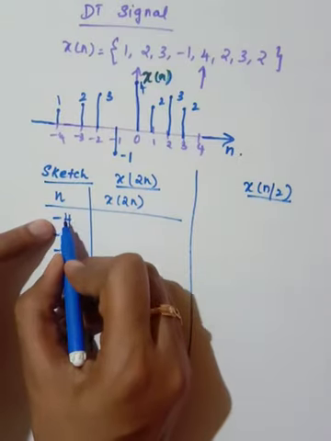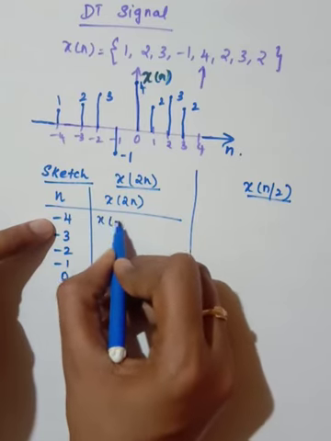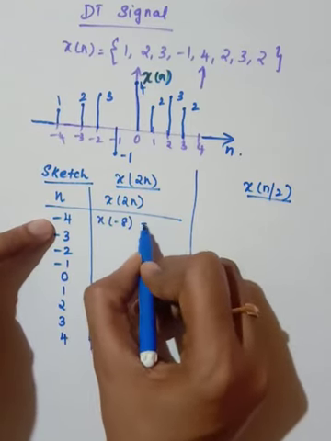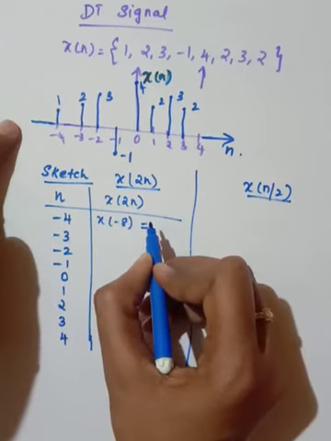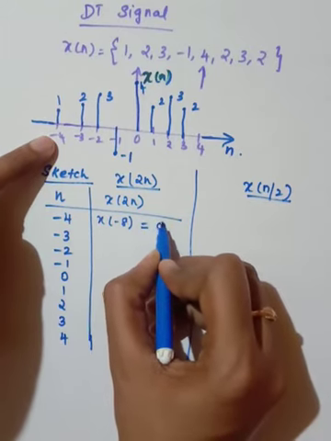Okay, now here see minus 4, when n is equal to minus 4, this becomes x of minus 8. Now see here there is no minus 8 in this range, only this ends in minus 4. So here the value is 0.